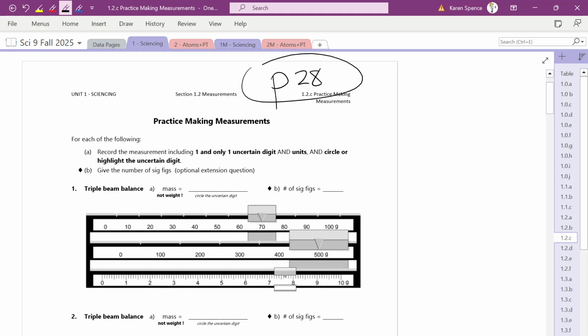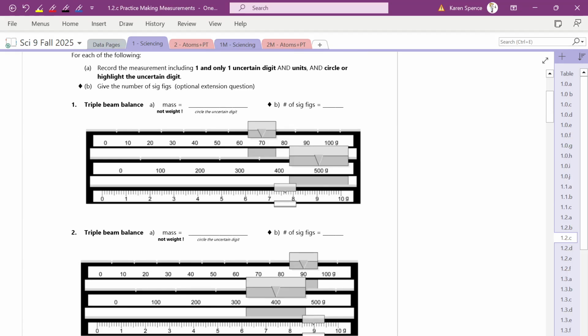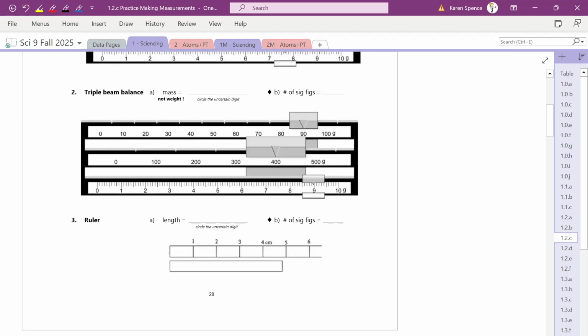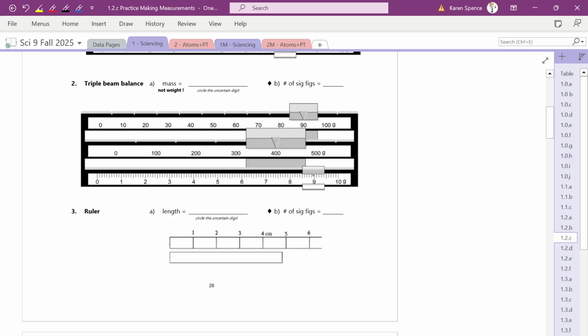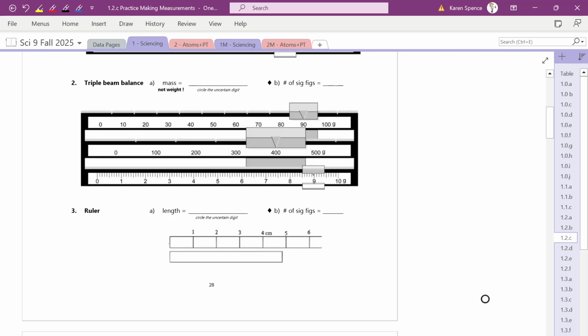And we're actually going to skip numbers 1 and 2. Okay, we're going to skip number 1 and 2 to start with, because I would need to teach you how to read a triple beam balance. But you guys are going to do page 28.